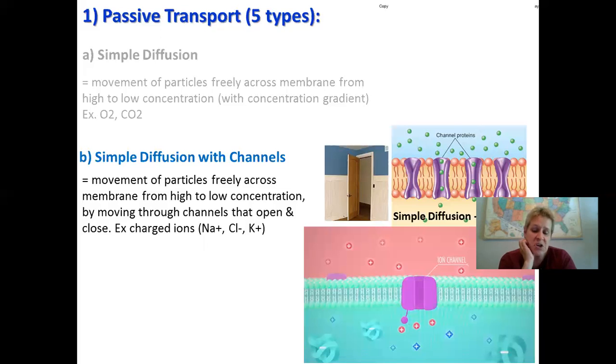Now, in the next chapter, which is chapter 4, we're going to talk about how neurotransmitters bind to these channels and allow them to open up so that charged ions can get through. But I'm a little ahead of myself, but remember that simple diffusion with channels, okay? Moving from high to low, but through a channel or a door that has to open up to allow them through. The next form of passive transport.